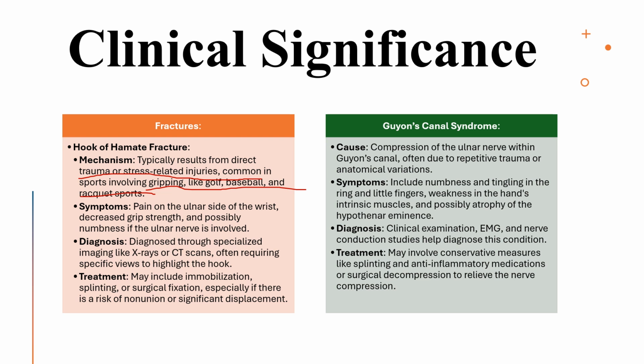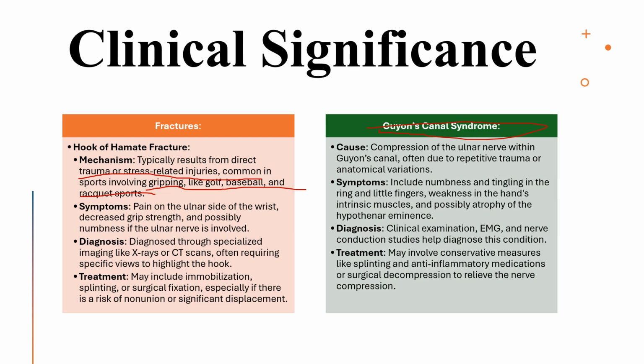Another clinical significance is Guyon's canal syndrome. Guyon's canal syndrome is a syndrome in which the ulnar nerve is compressed in Guyon's canal due to repetitive trauma, anatomical variation, or compressions in the canal. The symptoms include numbness and tingling sensation in the area the ulnar nerve supplies, as in the ring and little finger. It also causes weakness of the intrinsic muscles of the hand and possibly atrophy of the hypothenar eminence.